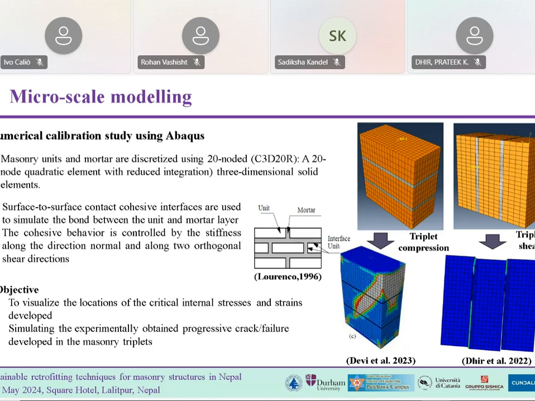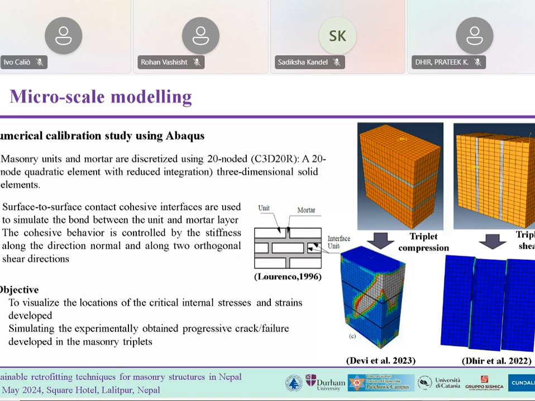We need to prepare the wire, jute wire mesh, and plaster the wire, like he had already shown you in the schematic diagram. After those tests are performed, we'll also be performing numerical simulation. The main objective of the microscale modeling is to visualize the locations of the critical internal stresses and strain developed, and to simulate the experimentally obtained progressive crack or failure developed in the masonry triplets.